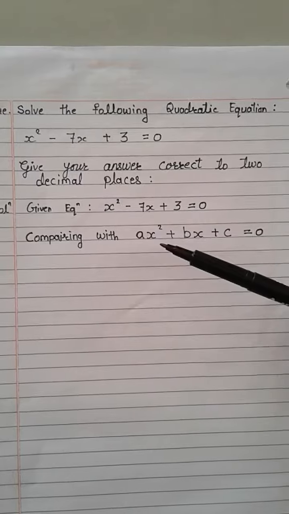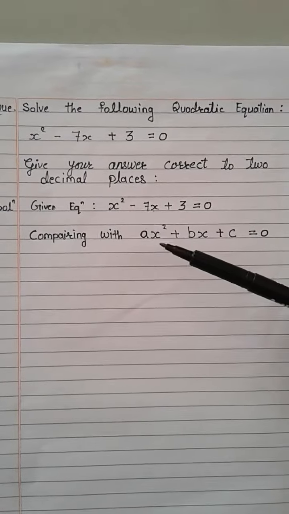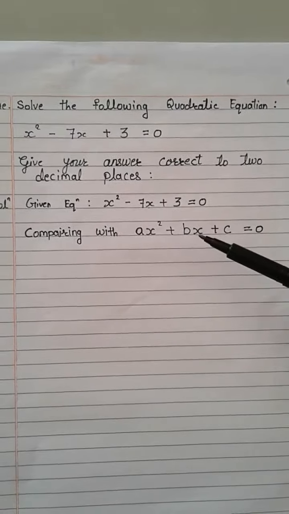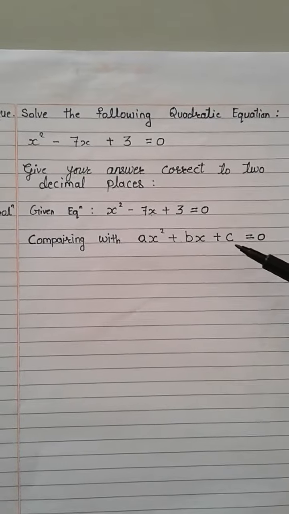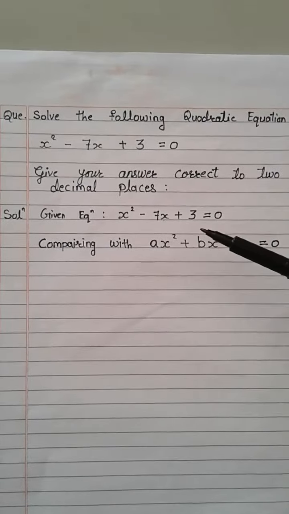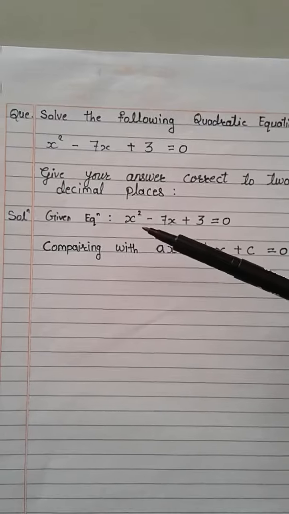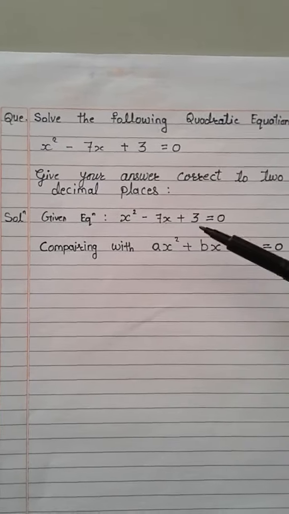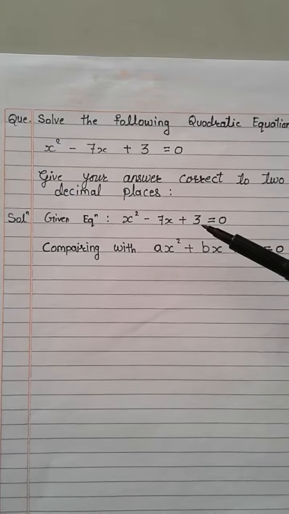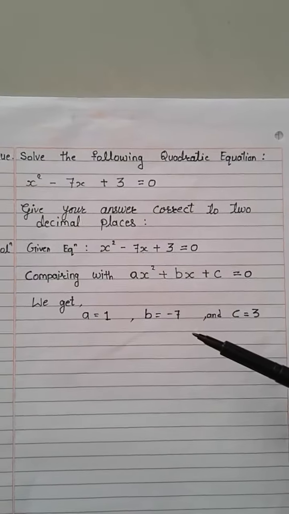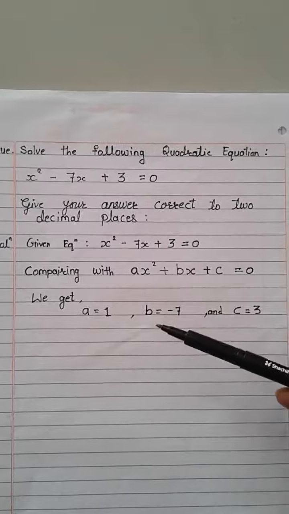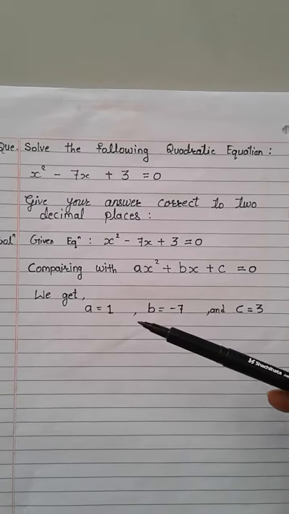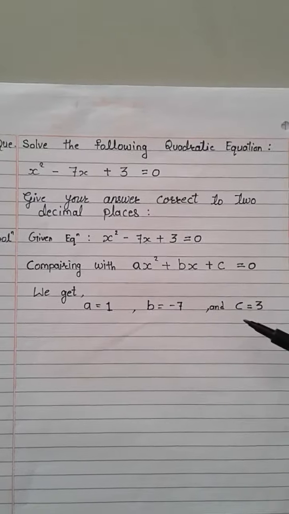Here in this equation, we know that the coefficient of x square is a, the coefficient of x is b and the constant term is c. So in our equation, the coefficient of x square is 1, the coefficient of x is minus 7 and the constant term we have is 3. So let's compare. After the comparison, we get the values of a, b, c: a equal to 1, b equal to minus 7 and c equal to 3.